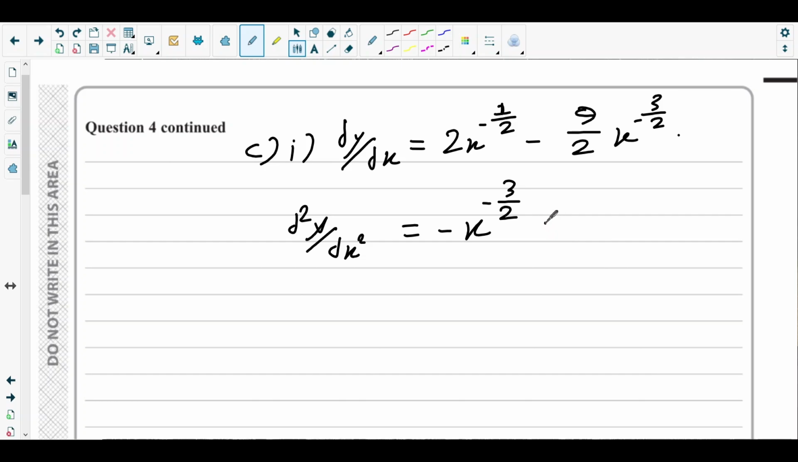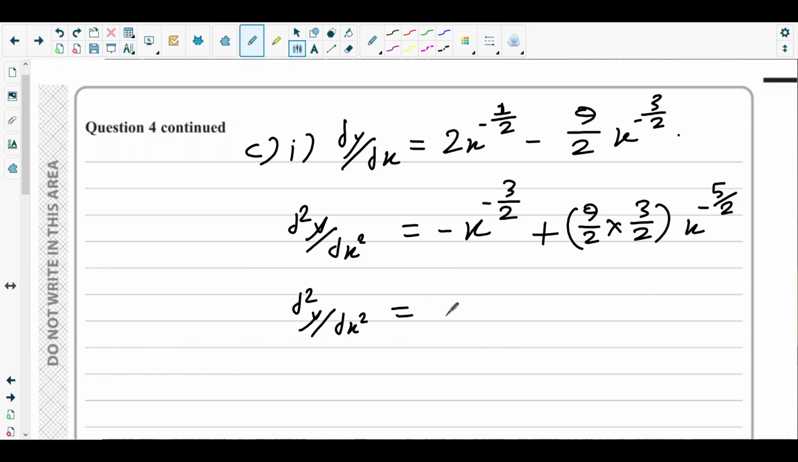Okay, so it will become plus, right? So 9 over 2 times 3 over 2, and then what you will get is x to the power 3 over 2 minus 1, that is basically 5 over 2. Okay, so d squared y over dx squared, you will get negative x to the power negative 3 over 2, and then plus 27 over 4 x to the power negative 5 over 2.